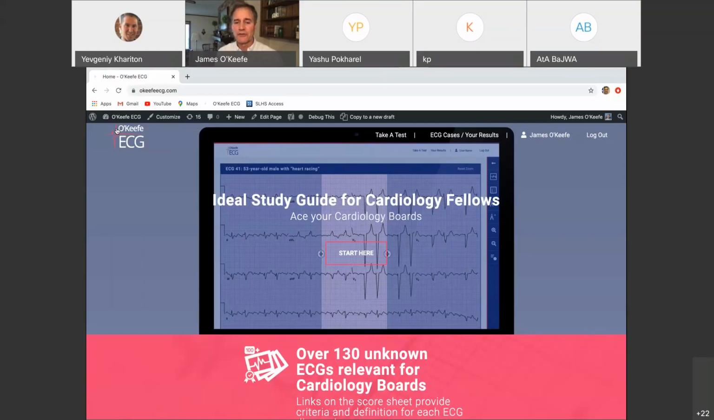You may see a left posterior fascicular block on the boards. It's not an easy diagnosis to make just because it's an axis shift without another cause. And so it sometimes is hard to sort of remember.